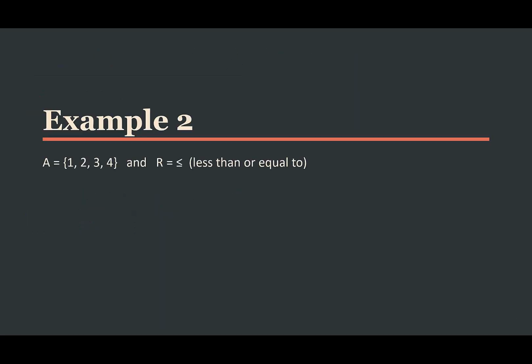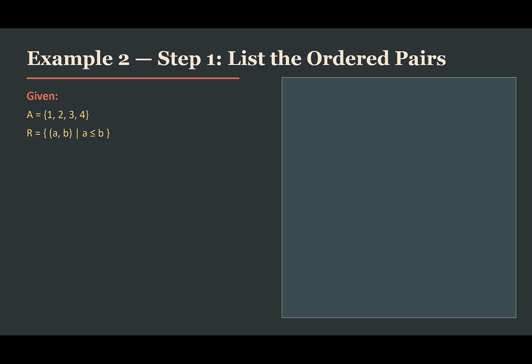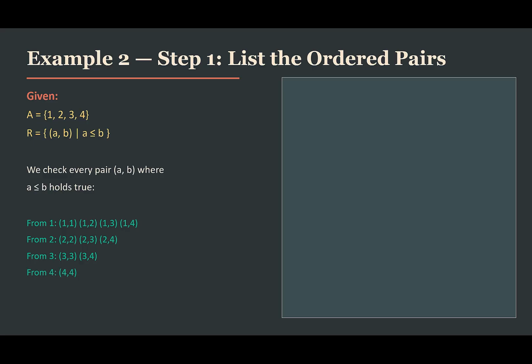Our second example is a little more complicated. We have the set A is {1, 2, 3, 4}, but this time the relation is less than or equal to. That means we want to find all ordered pairs (A, B) where A is less than or equal to B. If we start with the number 1, we'll have (1, 1), (1, 2), (1, 3), and (1, 4) because 1 is less than or equal to all numbers in the set. Moving on to 2, we only have (2, 2), (2, 3), and (2, 4) because 2 is not less than or equal to 1. It's not going to be included in our set. Starting at 3, we have (3, 3) and (3, 4), and then 4 only has the ordered pair (4, 4).